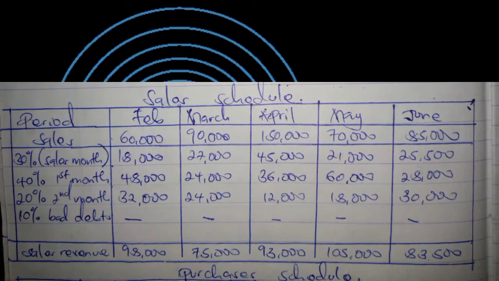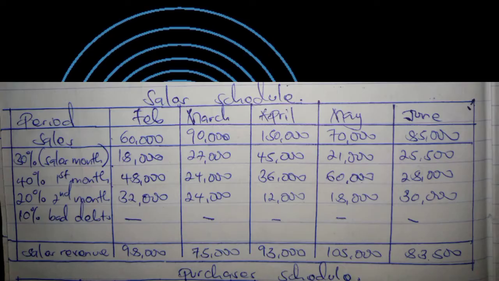Let's continue with our sales schedule. They said 30% will be paid in the month of sales. So in the month of Feb, we are having sales of 60,000. Therefore, 30% of 60,000 is 18,000. We record it there. Then in the month of March, 30% of 90,000 is 27,000. We do the same thing for all the months.